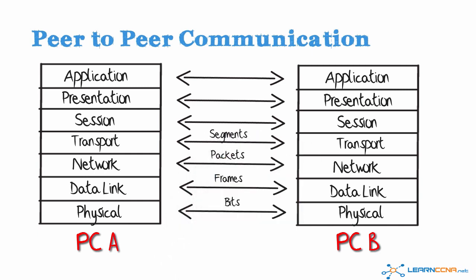So in other words, PCA transmits packets to PCB at the network layer. At the data link layer, for example, frames are transmitted, and so forth and so on. It's important that you understand these terms, because in networking and in this course, we'll talk about how packets are routed by routers, or how frames are transmitted through switches. And that's because routers reside at layer 3 of the OSI model, and switches reside at layer 2.